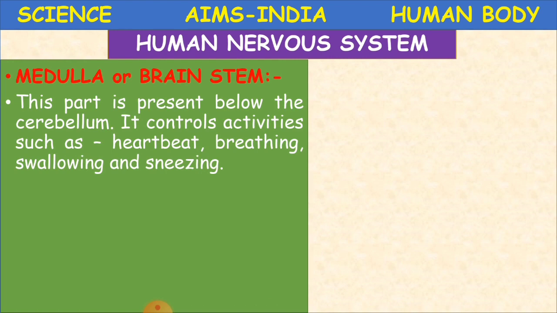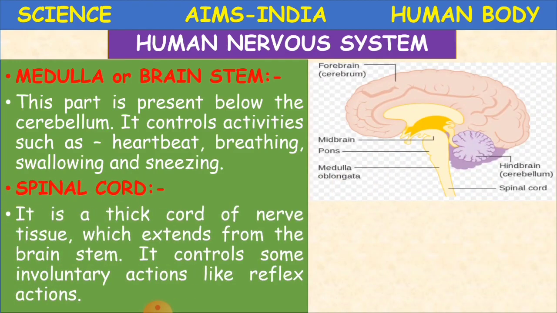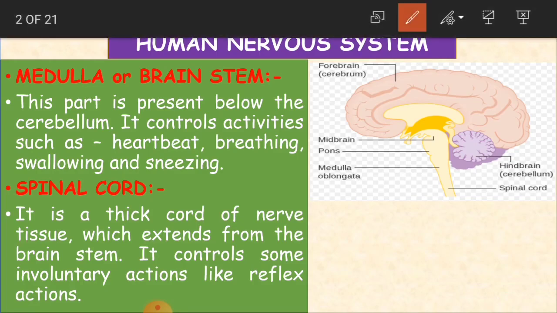Now we'll talk about the medulla or brain stem. What is it, children? Medulla or brain stem. This part is present below the cerebellum. It controls activities such as heartbeat, breathing, swallowing and sneezing. See children, where is this part? Medulla, see here in the diagram. This part is called the medulla oblongata and it is present just below the cerebellum. And what does this do?